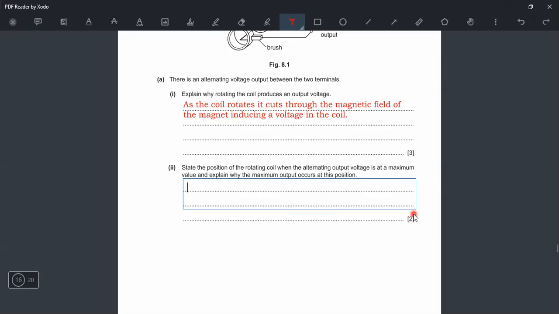So when the coil is horizontal, because the coil cuts the field the fastest, or because the coil's wires are moving perpendicular to the field.